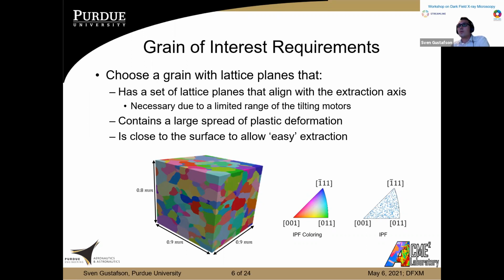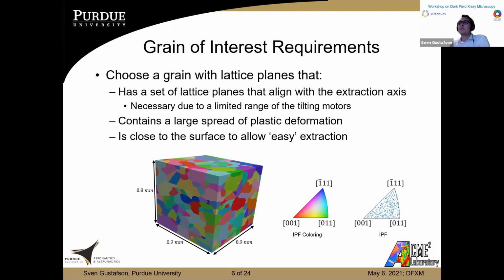The first one was defined by the setup for dark field, that we only have a limited range to tilt the motors. So we needed to have the lattice planes that we were going to look at well aligned with the extraction axis. So we found a few candidate grains for that. And then we also wanted it to be close to the surface to allow for easy extraction in the first place. So we found some candidate grains there.